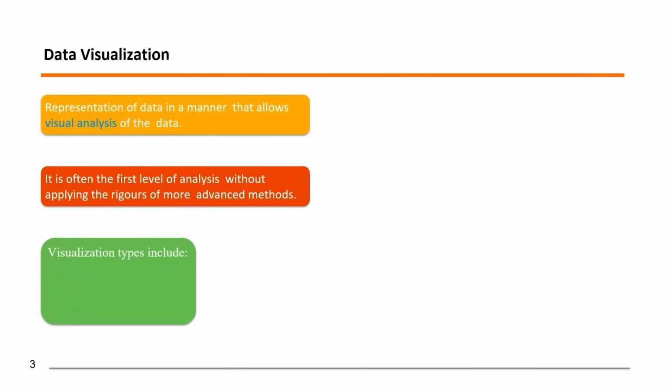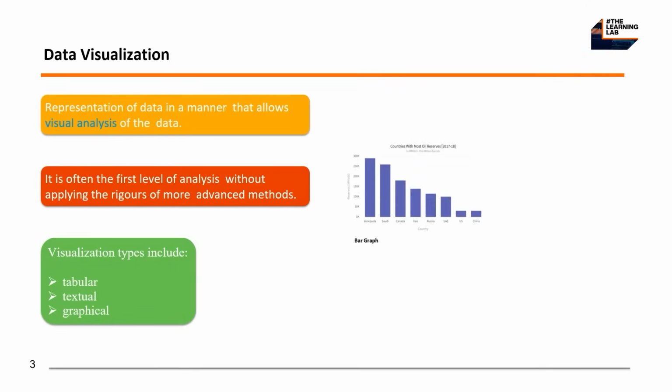There are different types of visualizations. We could have data in a tabular form, data in a textual form, data in graphical forms. Here are a few examples of graphical representation of data. We can see a bar graph here. It represents the information about countries with the most oil reserves, starting from the one which has the maximum reserve to the one that has the minimum one amongst the countries denoted here.